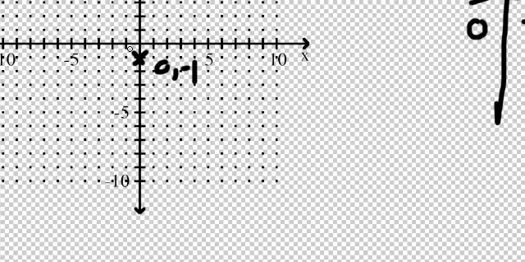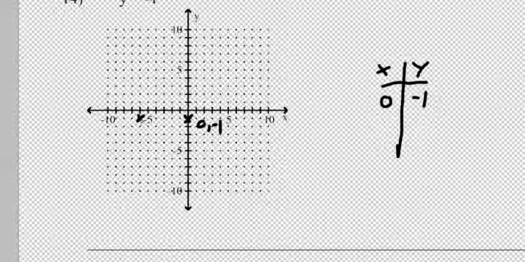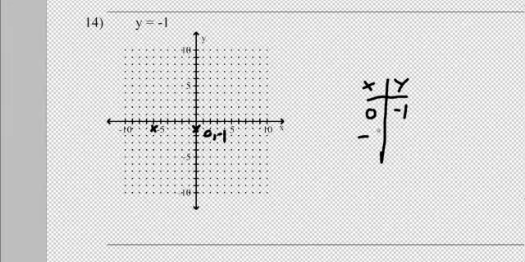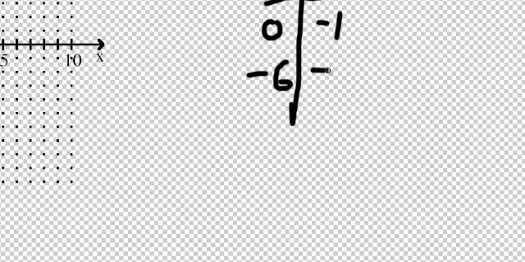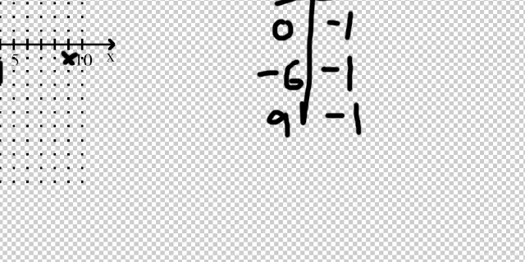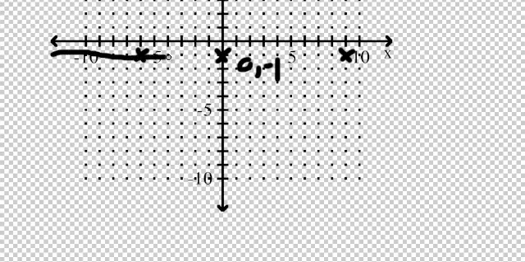Well, where else is y is -1? Let's go here. This is -6 on the x-axis, but still -1 on the y-axis. Over here, let's go for this x is 9. But it's still y equals -1. Okay, so look at all those numbers the same. Can you see that that's why the y equals is a horizontal line? Okay, and you can put the arrows on again. Okay, and that's how you do that.